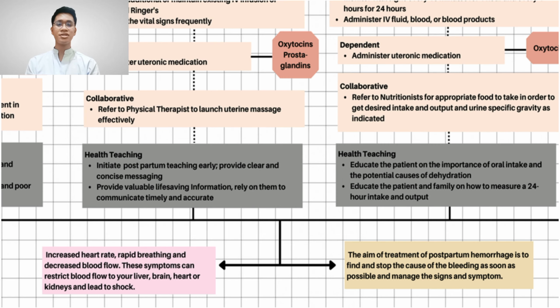Okay, so for the complications: increased heart rate, rapid breathing, and decreased blood flow. These symptoms can restrict blood flow to your liver, brain, heart, or kidneys and lead to shock. And lastly, for the desired outcome, the aim of treatment of postpartum hemorrhage is to find and stop the cause of the bleeding as soon as possible and manage the signs and symptoms.